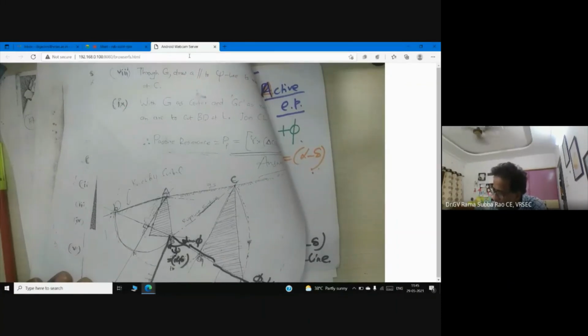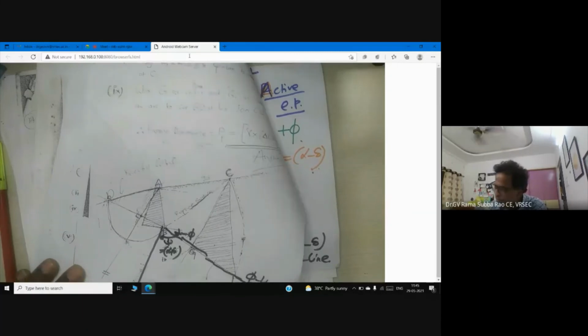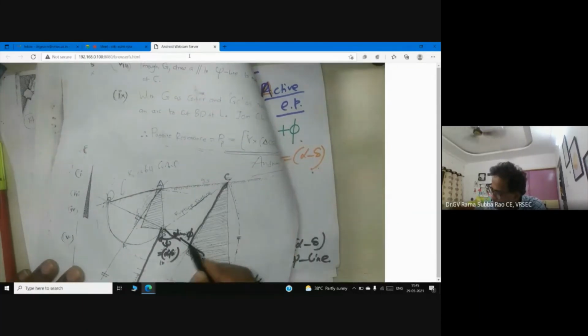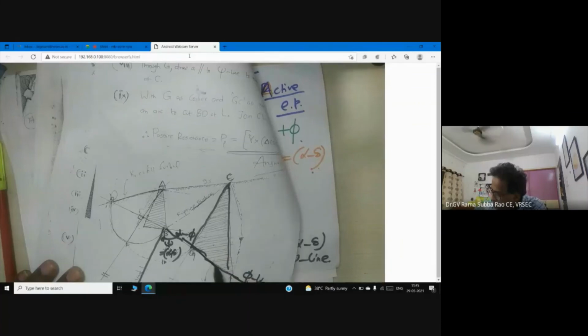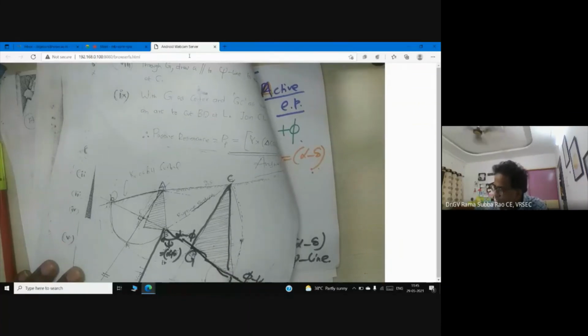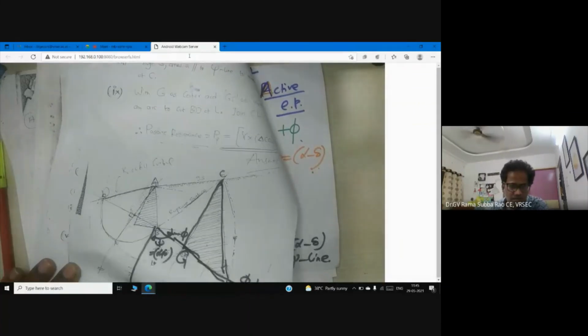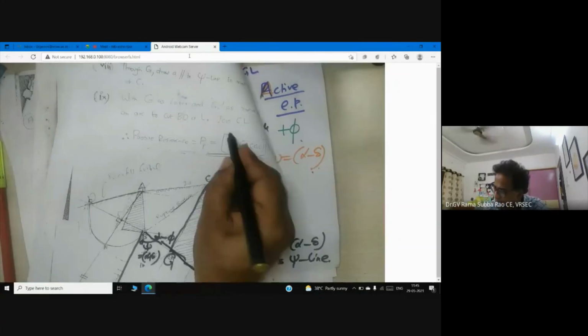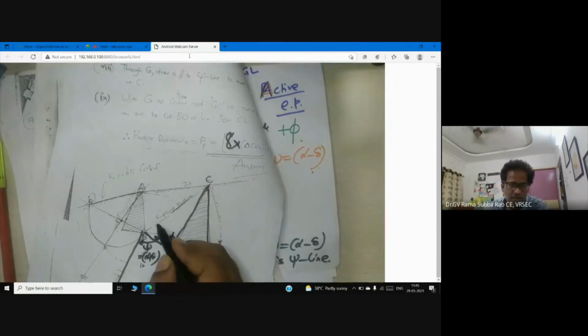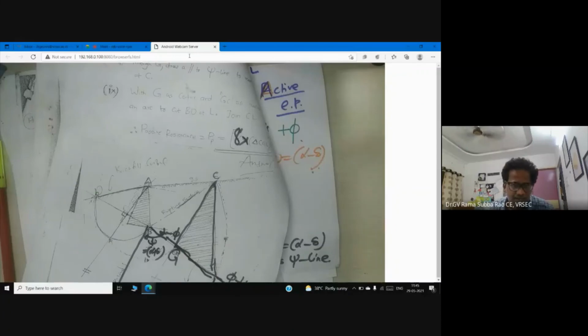The rest of the procedure is the same. At the end, you will get this triangle CGL. Now PP is equal to gamma into triangle CGL. So I will send this information.